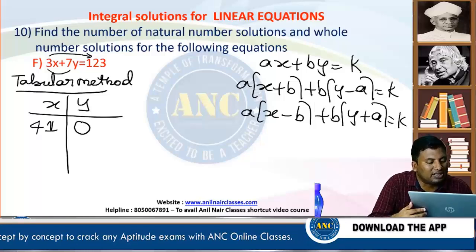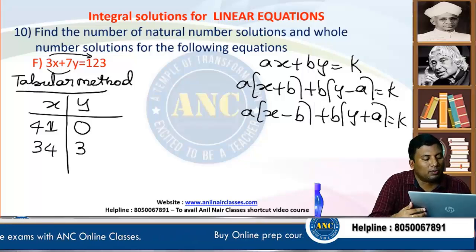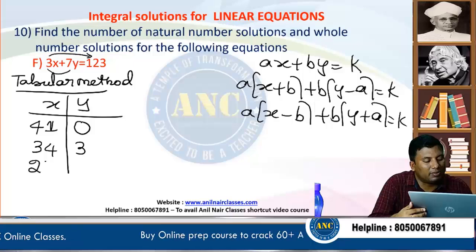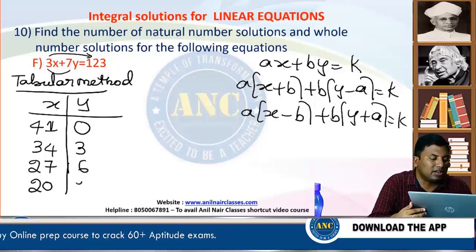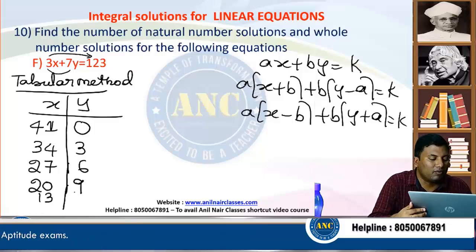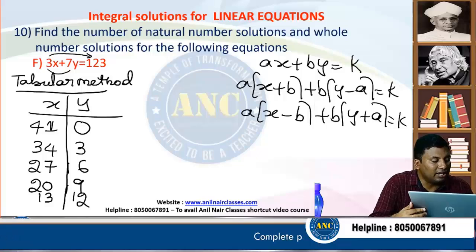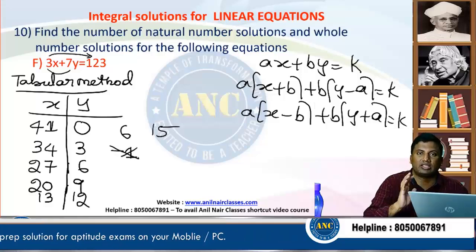41 decreased by 7 is 34, y increased by 3, 0 plus 3. Again decreased by 7, y increased by 3. Again decreased by 7, y increased by 3. Again decreased by 7, y increased by 3. Again decreased by 7, y increased by 3. I cannot decrease by 7 further, I will get minus 1. So these are the cases.